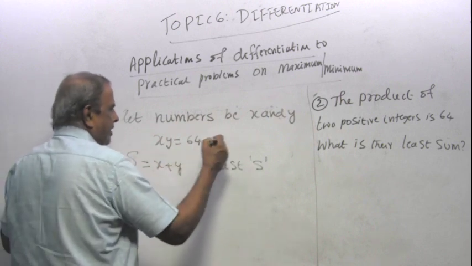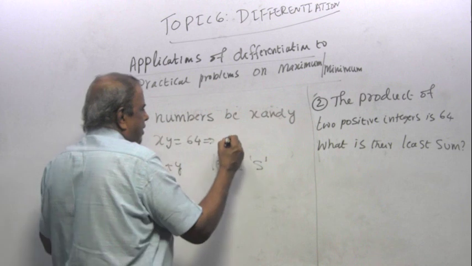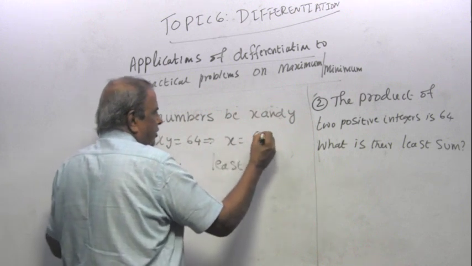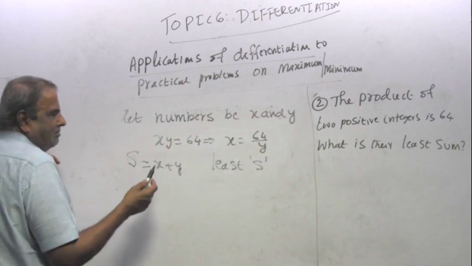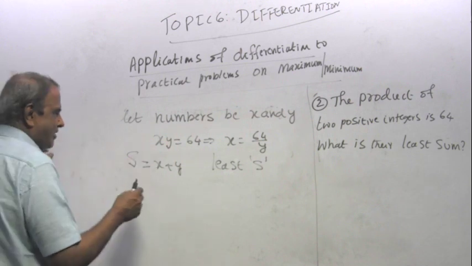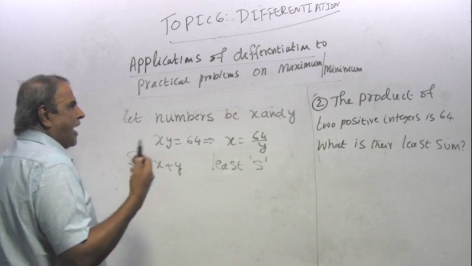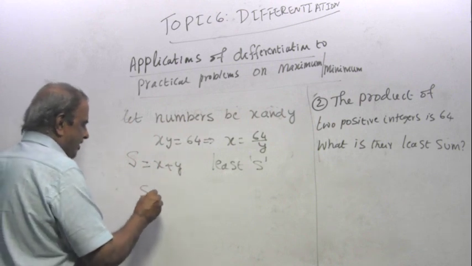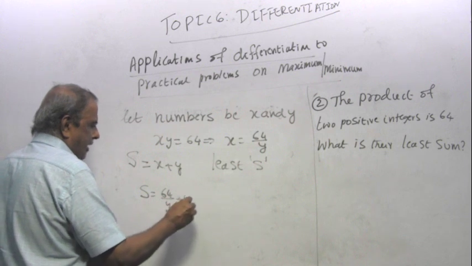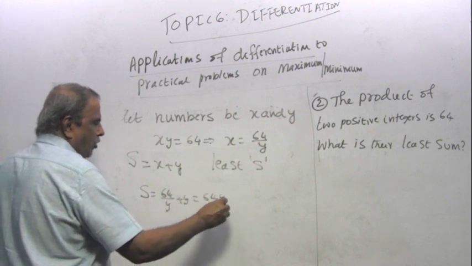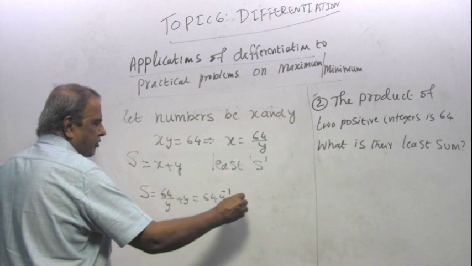From here, let's get rid of x this time. x equals 64 over y. You could have done y equals 64 over x. I want to get out of this x always. So s is equal to 64 over y plus y. Can I write it as 64 y power minus 1 plus y?